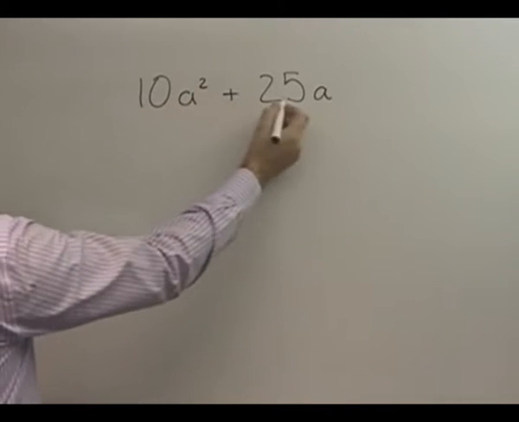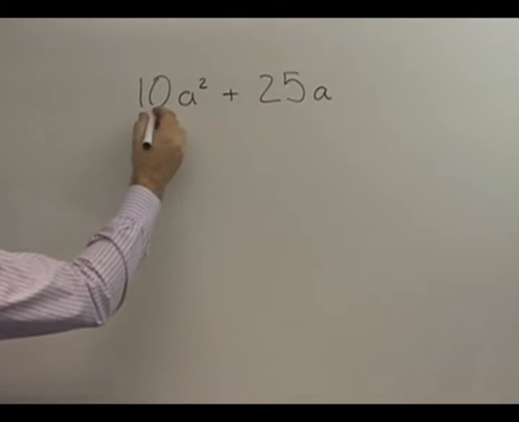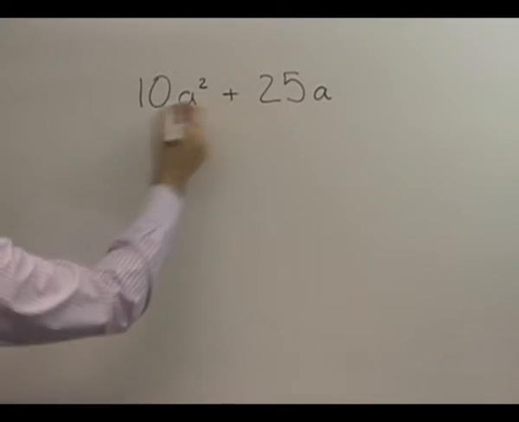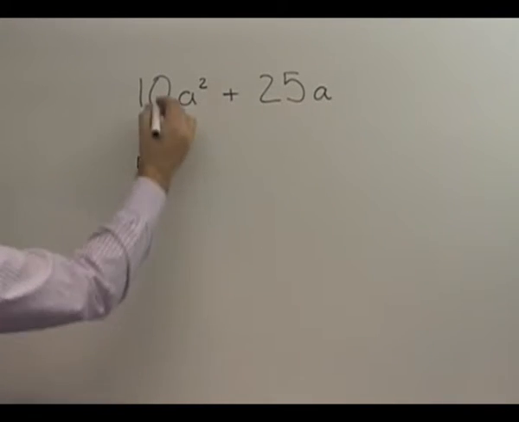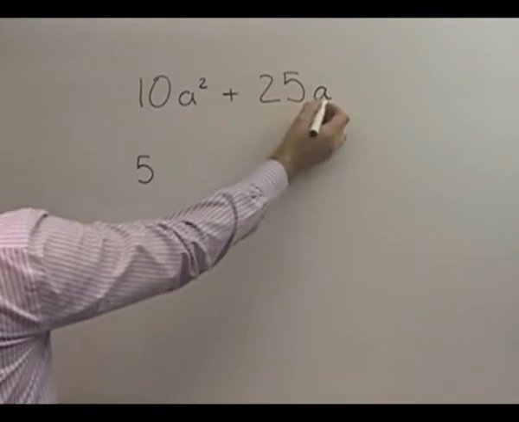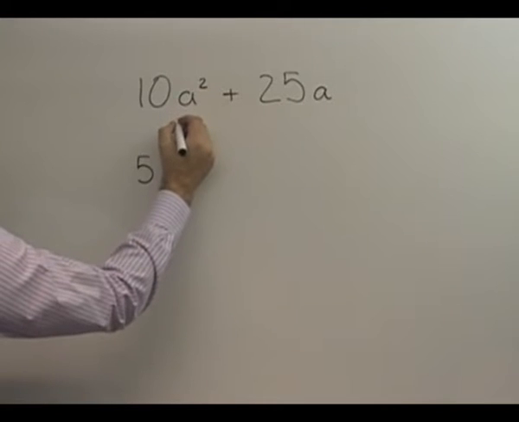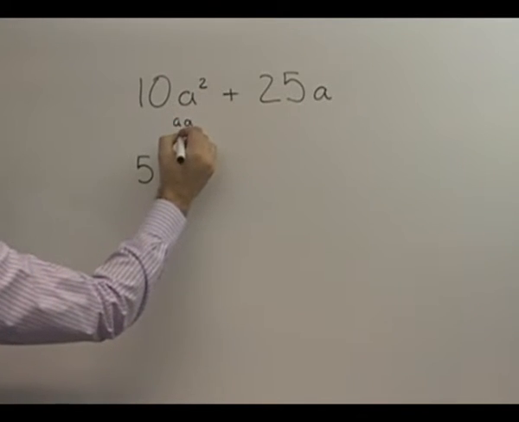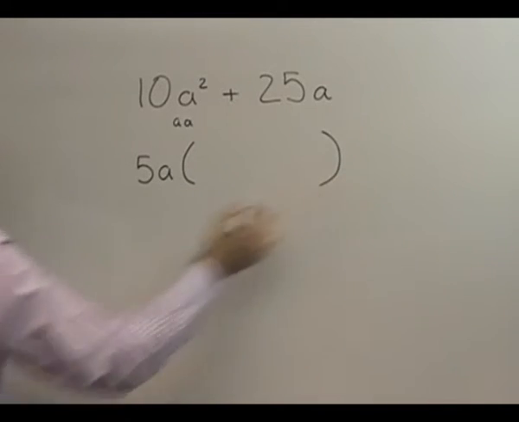What goes into 10 and 25? Well, not 2, not 3, but 5 does. Any number bigger than 5, you have to think, well, 10 doesn't, so 5 is the common factor in 10 and 25. And what's the common factor in a squared and a? Well, from the previous example, you know that that is the same as a times a. So I can take out an a as a factor as well.